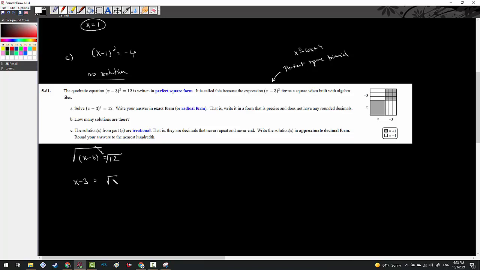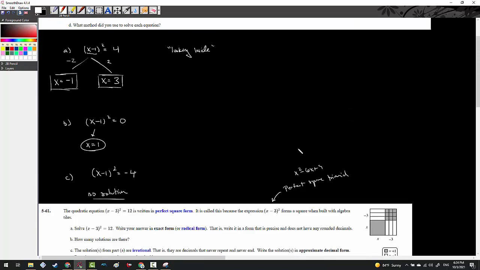And what I get is the square root of 12. Now from here, I'm going to do something a little bit odd. I'm going to refer back to that last problem that we did, which was (x - 1)^2.